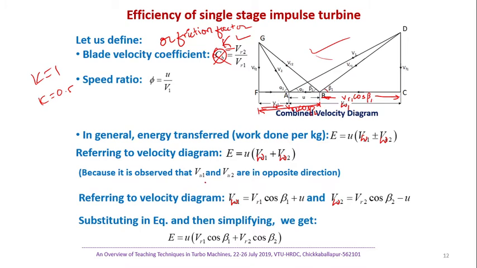Okay, so now VW1 and VW2, referring to the above velocity diagram, can I write VW1 to be VR1 cos beta 1 plus U? Yes, I can do that. And VW2 is VR2 cos beta 2 minus U. So the whole energy transfer becomes U times: in the place of VW1, substitute this; in the place of VW2, substitute this. So (VR1 cos beta 1 plus U) plus (VR2 cos beta 2 minus U). So plus U minus U goes off. Remaining is VR1 cos beta 1 plus VR2 cos beta 2. Till here, any doubt? No, sir. Okay.